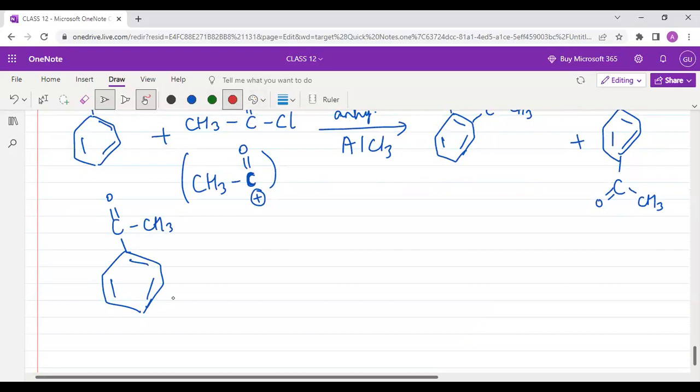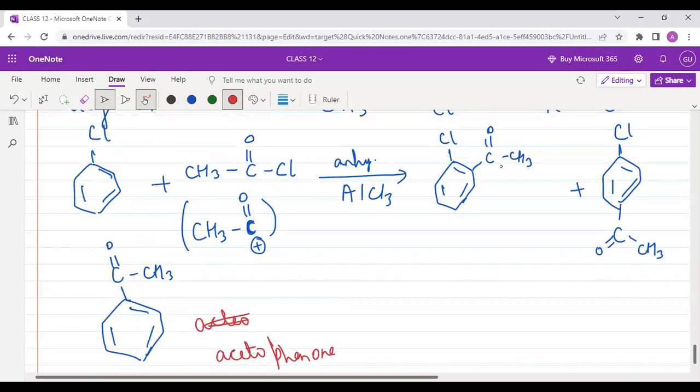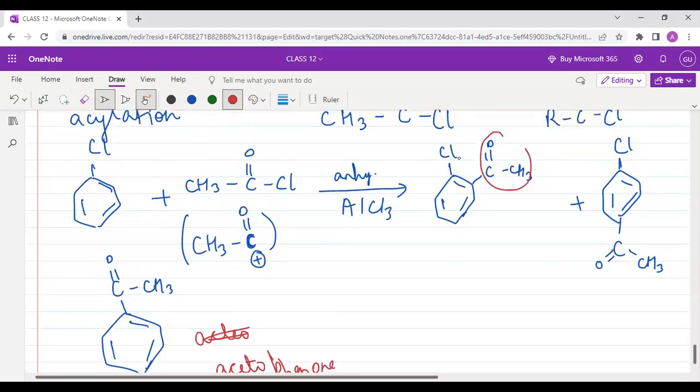Do you remember? On benzene ring, COCH3 is present. This is called acetophenone. Remember? Yes. Acetophenone. Now you can see that this is on the first position and this is on the second position. So the name can be 2-chloroacetophenone. Not benzene, it is acetophenone.